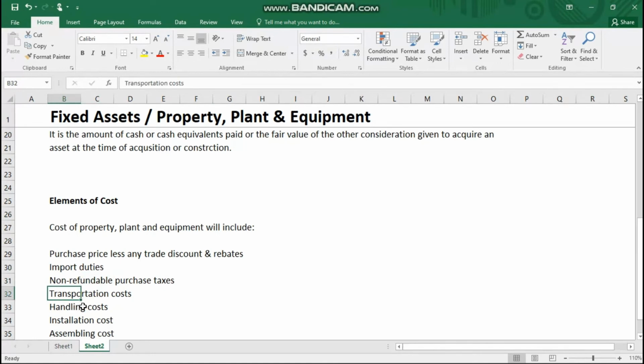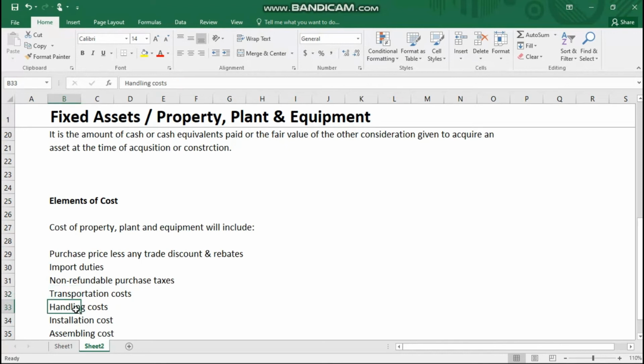Any transportation cost, for example, you are bringing the item of property, plant and equipment from the port to your location, which may be your factory, or the location where you are building the plant and machinery. That cost, and also the cost of transportation during the importation, or shipment charges, whatever, that transportation cost will be included in the cost of property, plant and equipment.